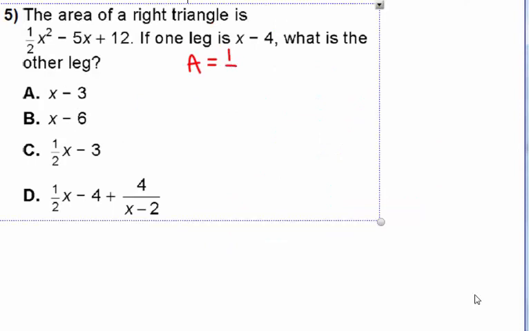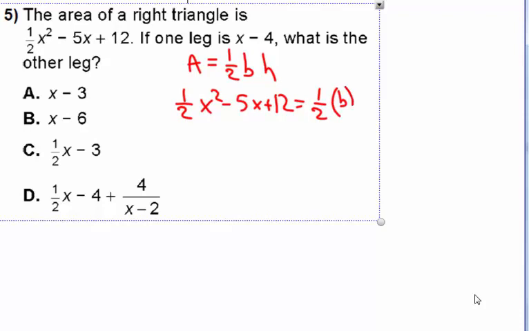Okay, so hopefully remember that area equals 1/2 the base times the height. So they gave us one of the legs, so we know that the area is 1/2 x squared minus 5x plus 12 equals 1/2 x minus 4 times the height, or the base. I guess that's how I wrote it.